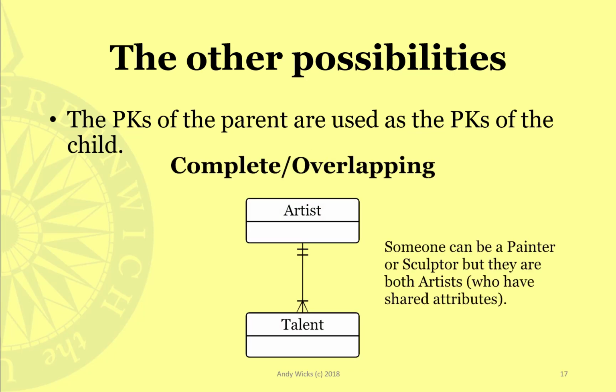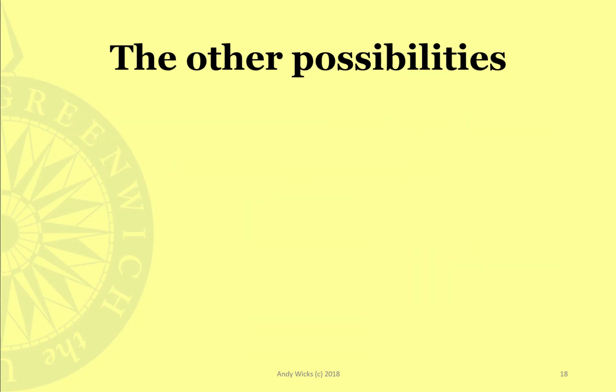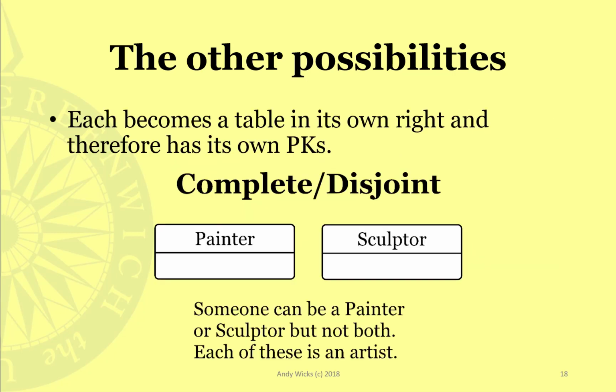So someone can be a painter or a sculptor, but they're both artists who have shared attributes. In that situation, again, talent would have artist ID as its primary key. And finally, if we have complete disjoint, then each would have its own primary key. Complete disjoint, someone can be a painter or a sculptor, but not both. And the fact that they're artists would be fairly irrelevant. So there would be a painter ID in painter and a sculptor ID in sculptor, and the artist table would disappear.